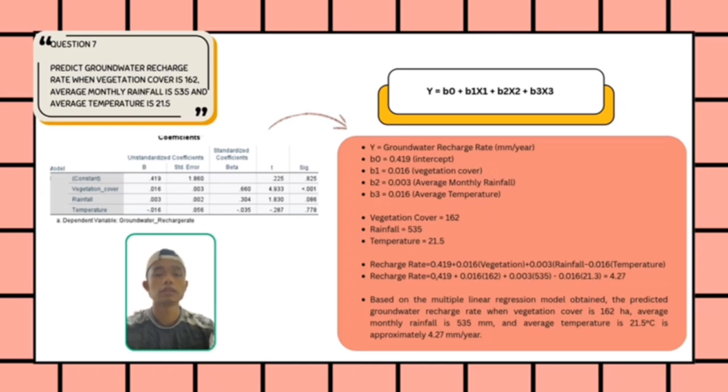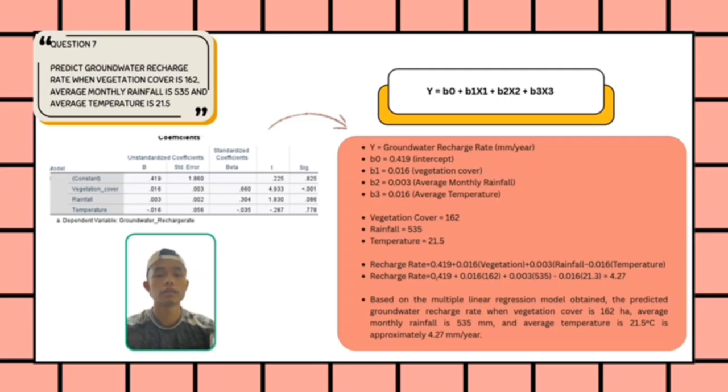0.14919 plus 0.016 multiplied by 162 plus 0.003 multiplied by 535 minus 0.016 multiplied by 21.5. We calculate each part.